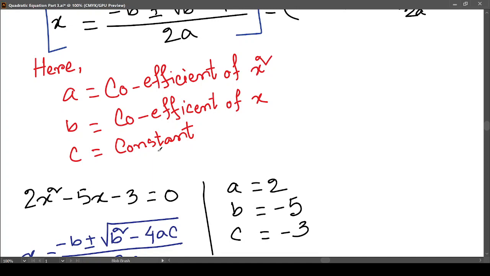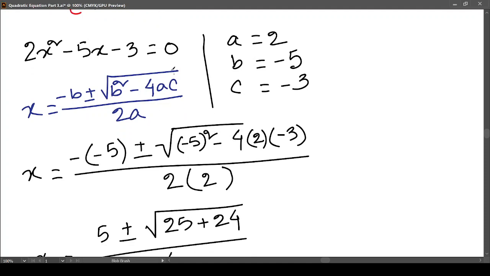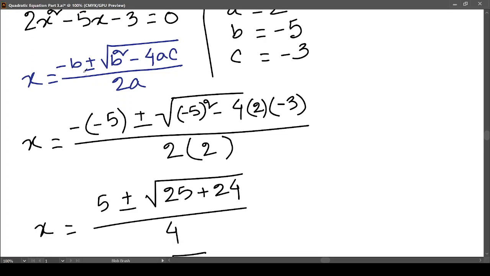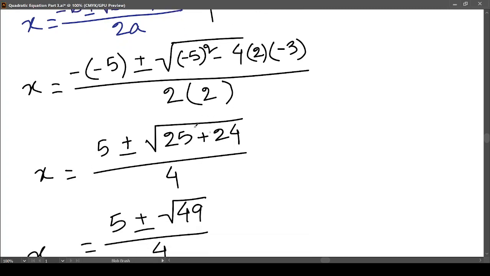Now how do you know that this formula works? Let's solve something. Let's take this equation, 2x square minus 5x minus 3 equals to 0. Now the coefficient of x square, a, equals 2 in this equation, b is minus 5, c is minus 3. Now if we put all these values in this formula, you will get this simple equation, and then you can just do the manipulations.